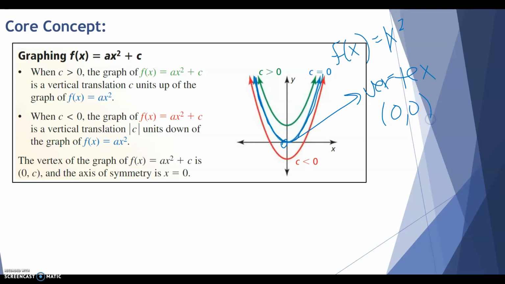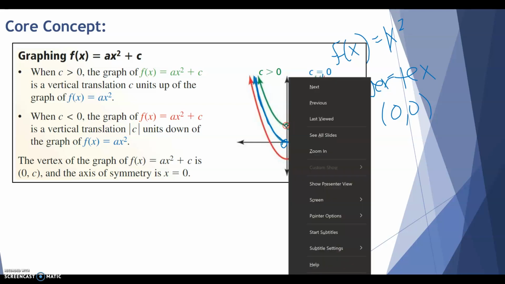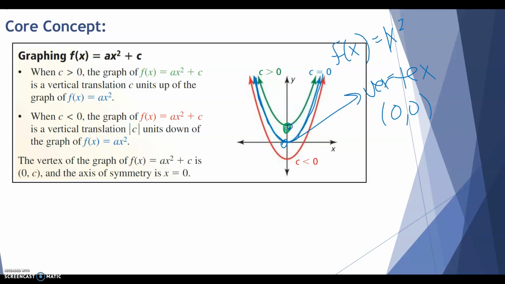Now, what's different is if you look at the green one, see how the green one moved up and its vertex is at some number, but it doesn't matter what number it is, it's up. That is when you have a plus c, so plus some number, it's going to shift your parabola up, and the shift is called a vertical translation.